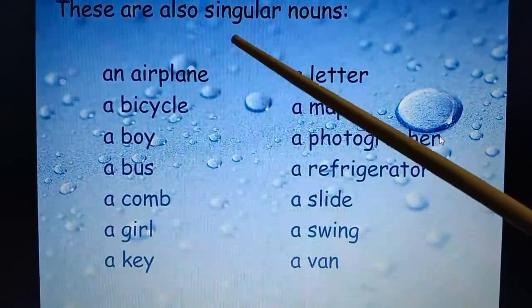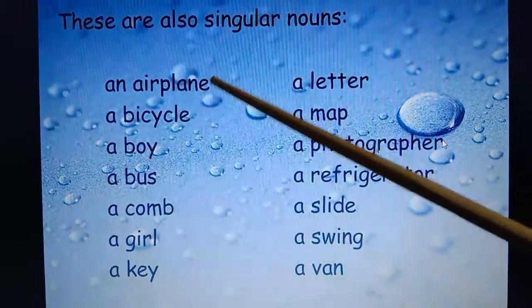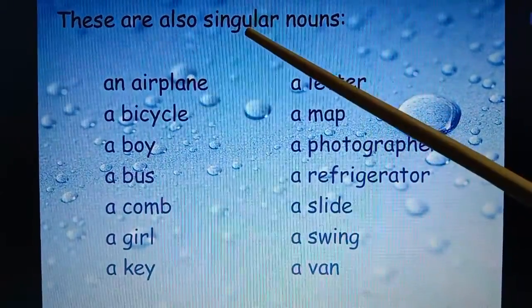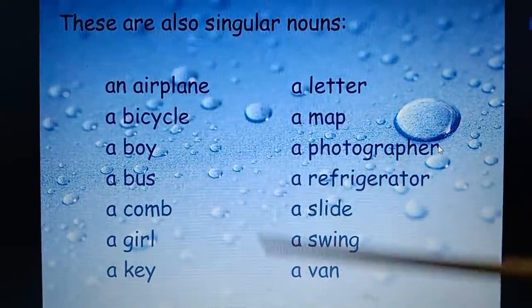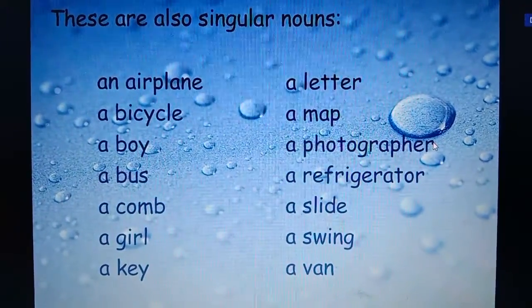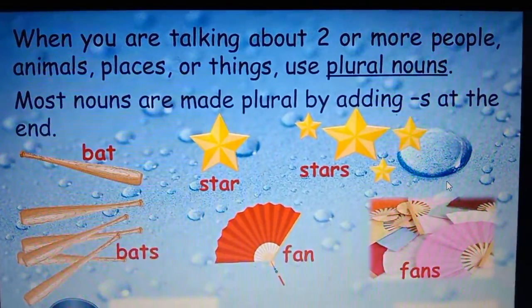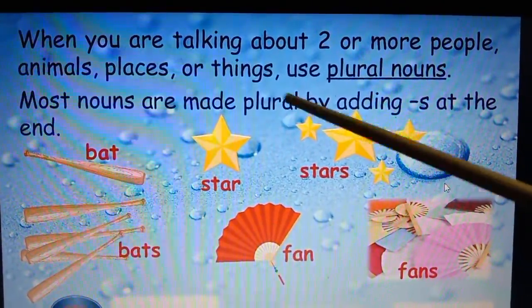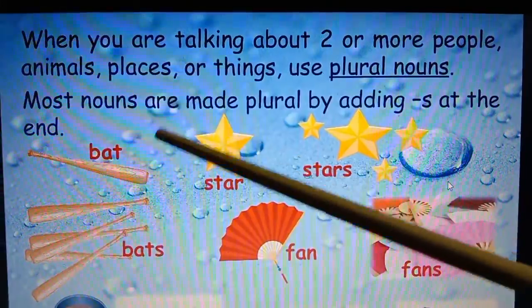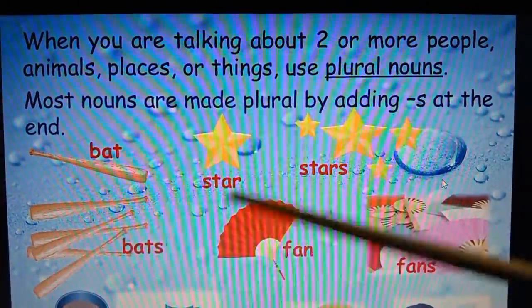As you can see by the name of this exercise, singular. Singular comes from single. Single means one. You can see by these examples, they are referring to one thing, one person, or one place. When you are talking about two or more people, animals, places, or things, use plurals. Most nouns are made plural by adding s at the end.